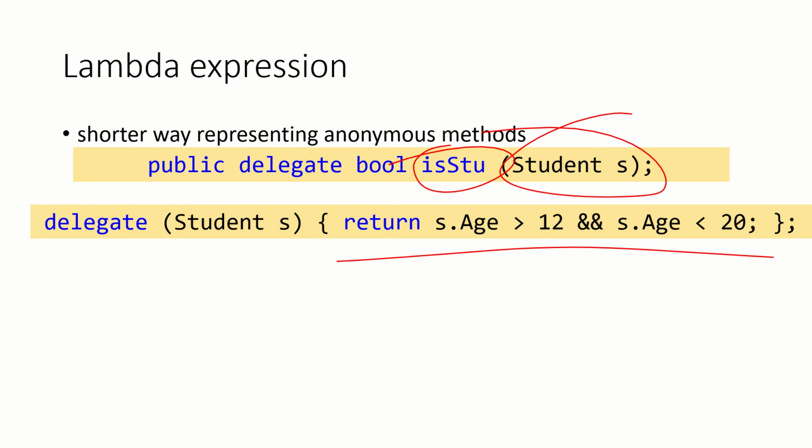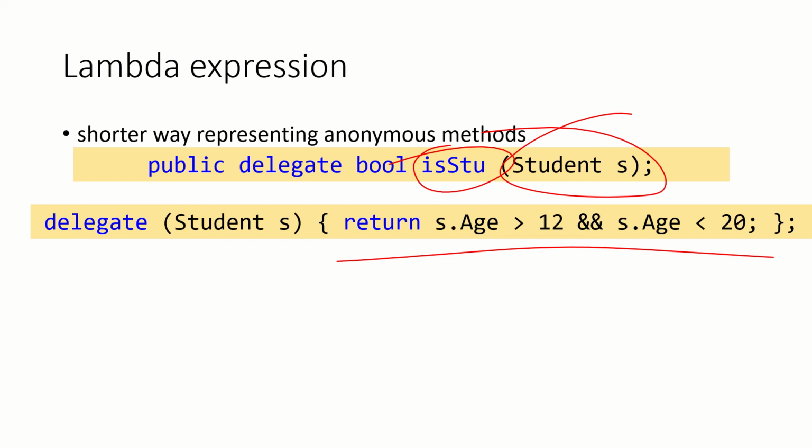I guess the student is a class, and the student has an age property, so it checks if the student is a student. I'm guessing the student's age has to be greater than 12 unless it's when you're classified as a student.